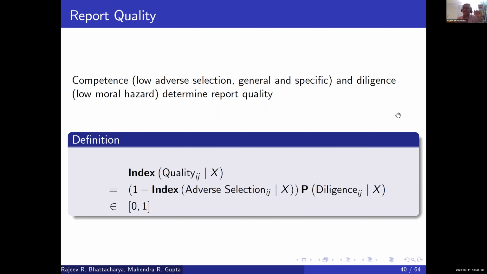So competence, which is low adverse selection, general and specific. Competence can be about fit, or it could be about just being an overall good analyst. And diligence, those two together determine report quality. So here, once again, we have an index of quality, which is 1 minus the index of adverse selection times the probability of diligence. This is an index, not a probability.